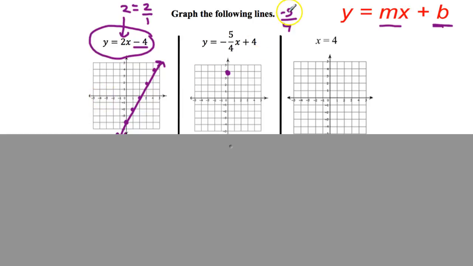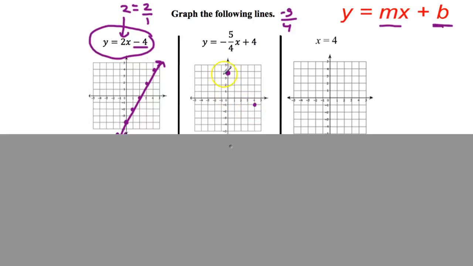This tells me the rise. If I have a negative rise, that means I'm really going down. So I have to go down 5 and to the right 4. Alright, so I start here, I go down 5, 1, 2, 3, 4, 5, and to the right 4. 1, 2, 3, 4. There we go.